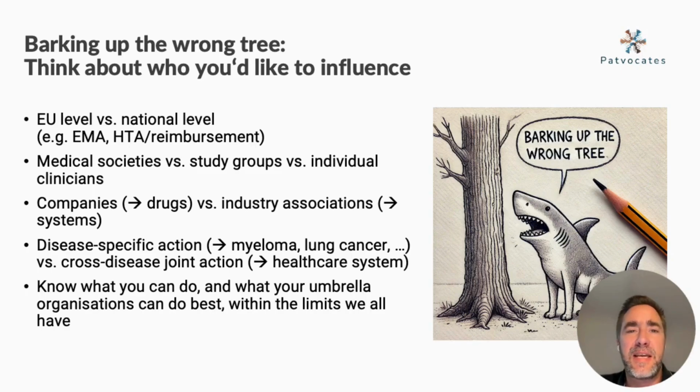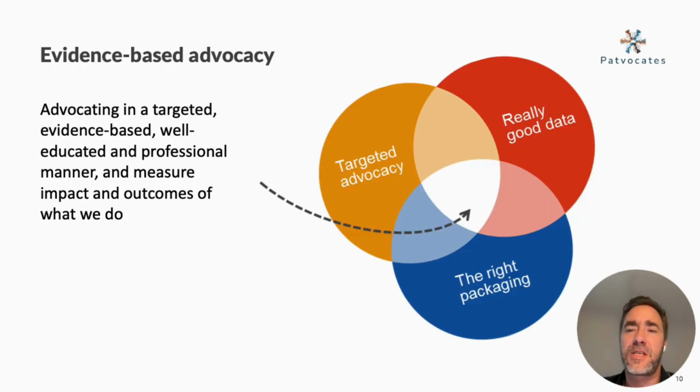So taking all that into account, let's talk about the concept of evidence-based advocacy. Evidence-based advocacy is actually the sweet spot between three things. First of all, targeted advocacy. So barking up the right tree. Think about who you talk to, thinking about what you want to change. So really being targeted, not just very broad, complaining about an issue, but think about who is actually the decision maker. What do you want from them?